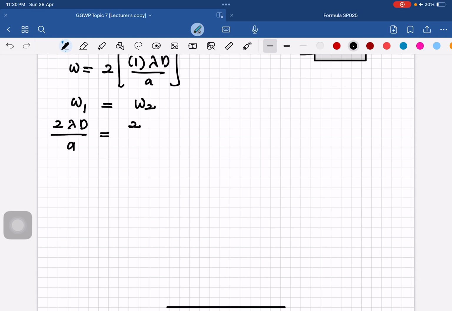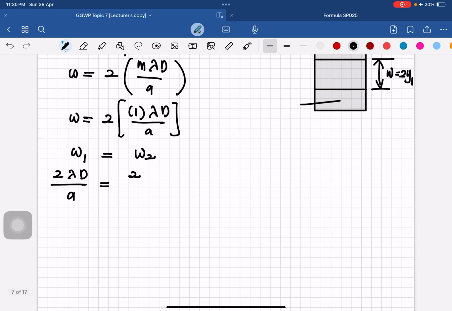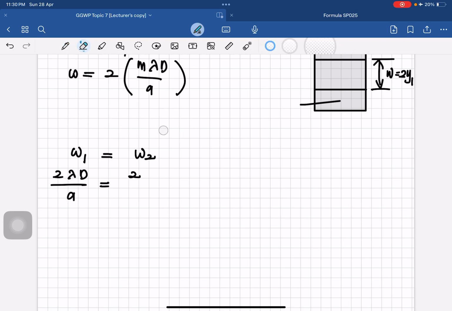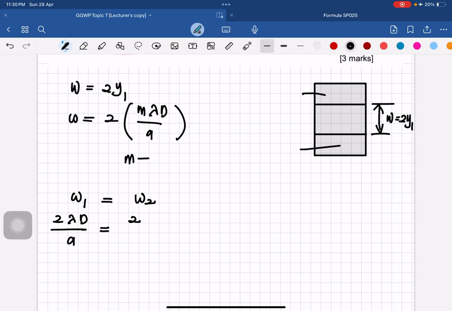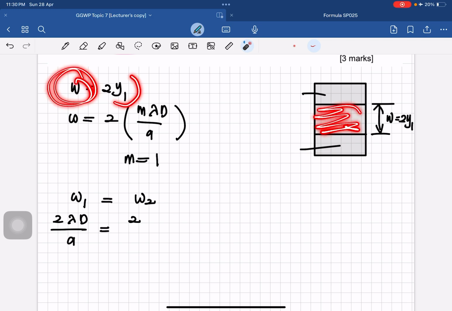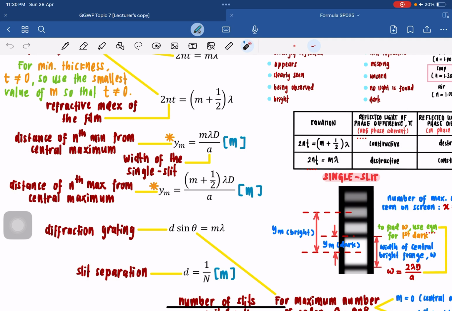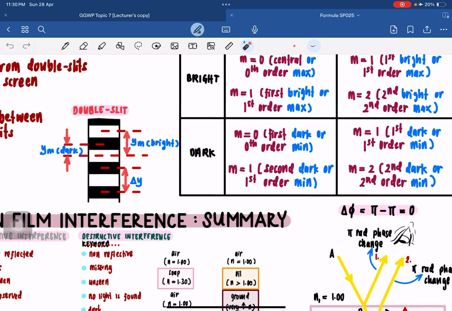Should I do that? I'm not sure how they will decide on that. Never mind. I think I'm just going to keep it as M for now. But you should know that the order number should be equal to 1. Why? Because dia bagi tahu width of this central bright fringe ni adalah double the size of the first dark fringe. First dark fringe untuk single slit kita tidak minus 1 lah. Untuk single slit dia ada berbeza. Untuk double slit sahaja yang kita perlu minus 1.